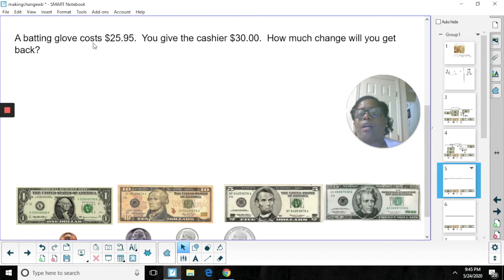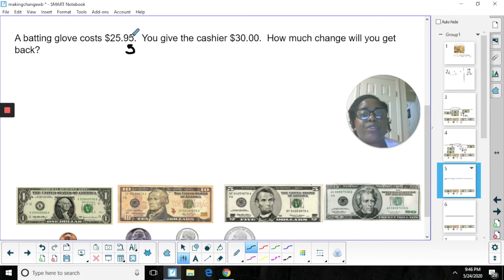Okay, a batting glove costs $25.95. You give the cashier $30. How much change will you get back? So here are our coins. We have 95 cents, but we have to get up to the next whole dollar. So what number can we put? We always start in the ones place. What number can we put here that would give us 10? Did you say 5? You're right. So we put 5 there, okay?